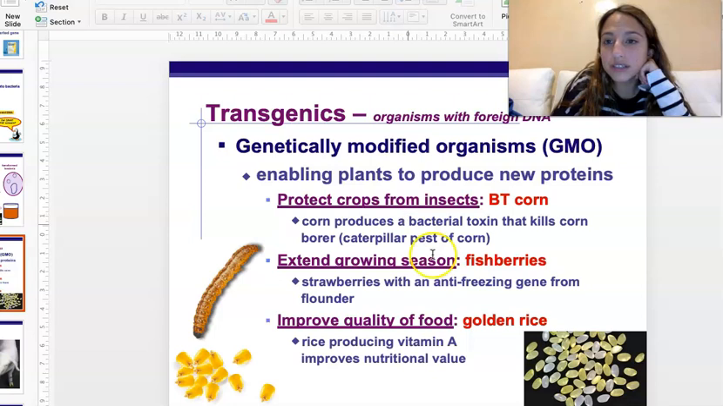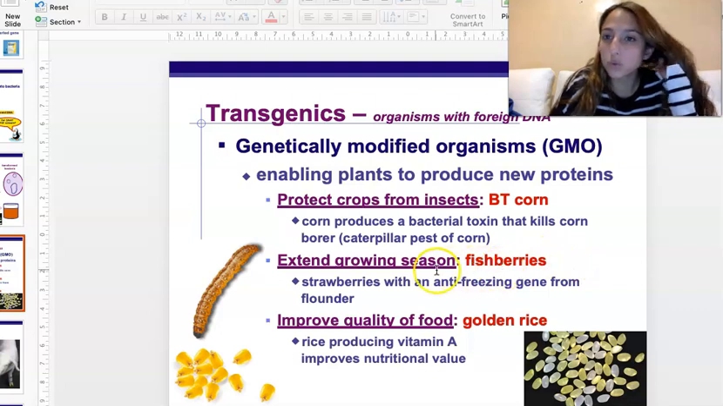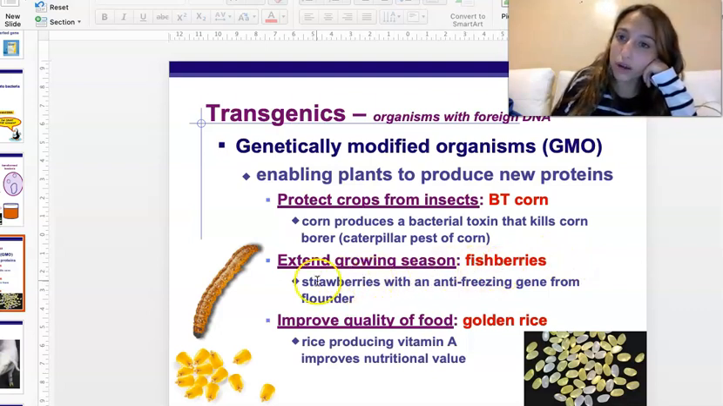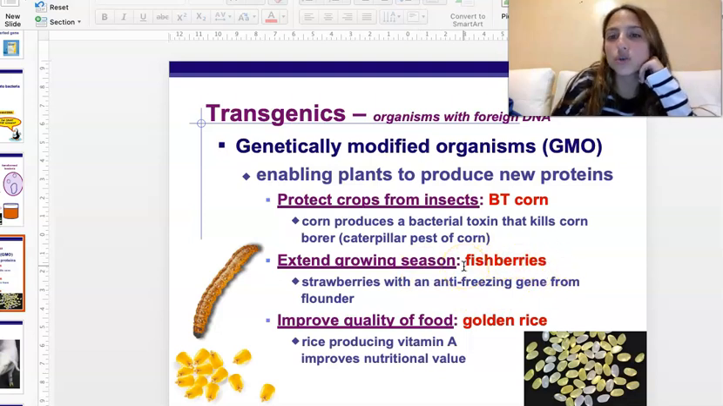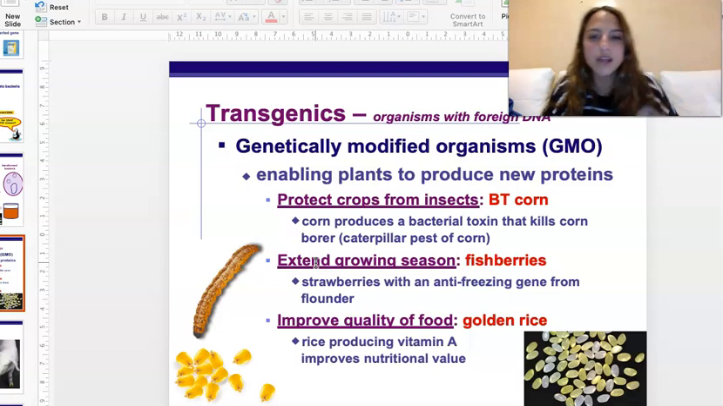You can also extend the growing season of a plant. So, for example, fish berries. What are they? They are strawberries, but they contain an antifreeze gene from flounder, from a fish, I'm guessing. They contain an antifreeze gene. So you can grow these strawberries when the temperature is super low. So you extend the harvesting time, the growing season, for these strawberries.